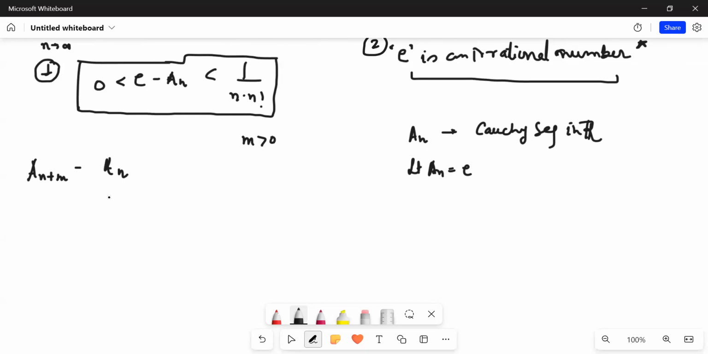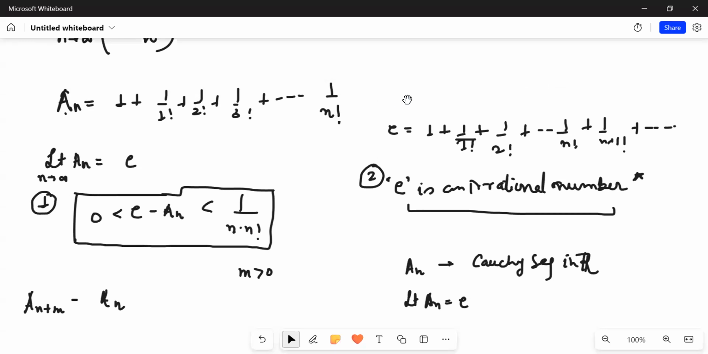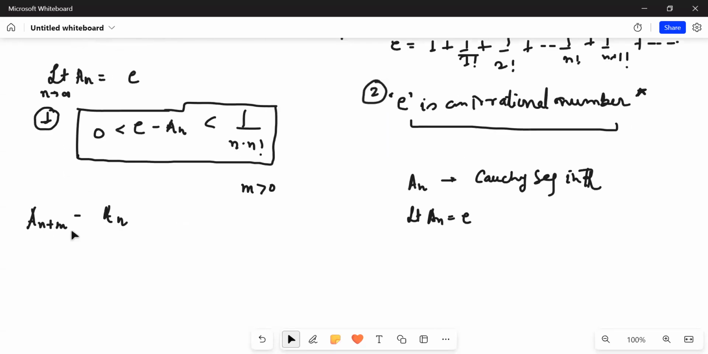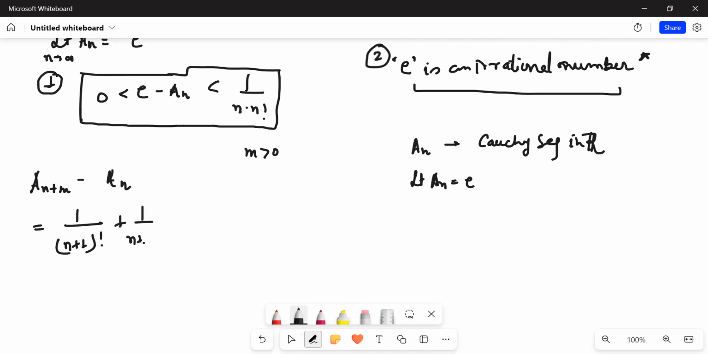Even if I don't take a modulus, nothing matters much, because all these quantities are positive, and a_{n+m} implies that I am continuing this series up to 1 upon (n+m) factorial. So if I take a_{n+m} minus a_n, certainly it is positive, so I am not using a modulus. If you want, you can use that also. This will equal 1 upon (n+1) factorial, 1 upon (n+2) factorial, and so on up to 1 upon (n+m) factorial.